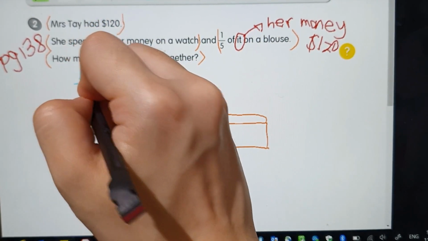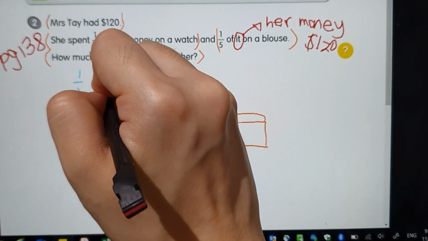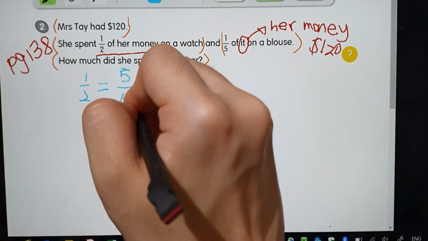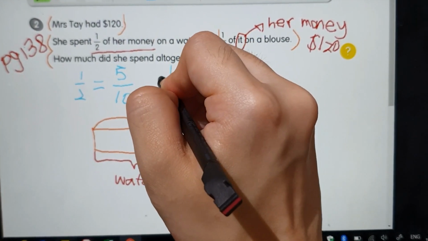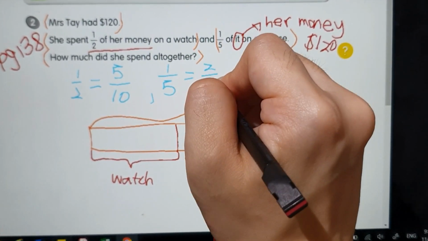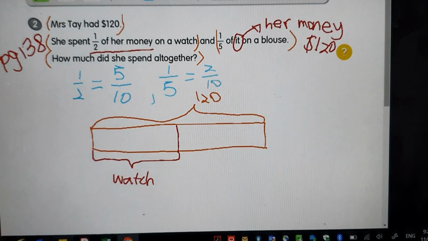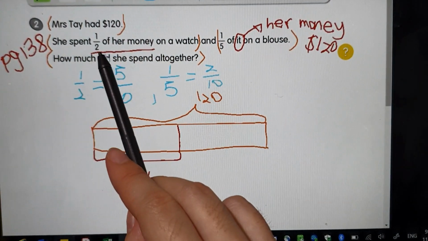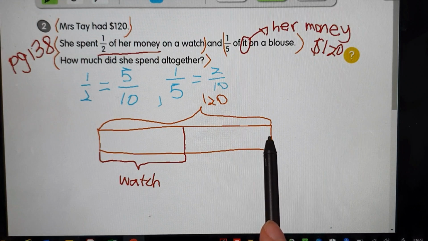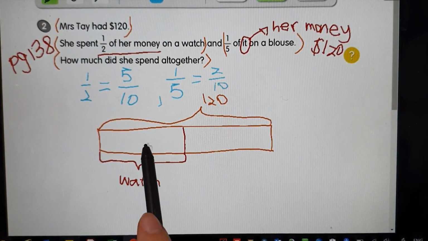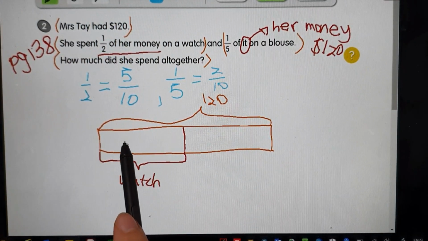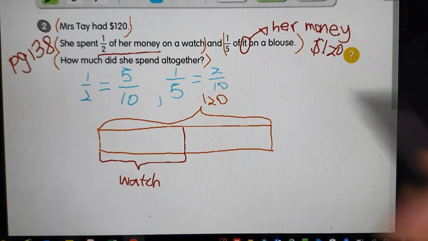So half is the same as 5 out of 10, and 1 out of 5 is the same as 2 out of 10. In other words, she's going to spend 5 out of 10 of her money on the watch, which means 120, I'm going to cut into 10 equal units. Since it's already evenly divided here, I know that total is going to be 10 units. I can just subdivide this into 5 units and 5 units each like this.